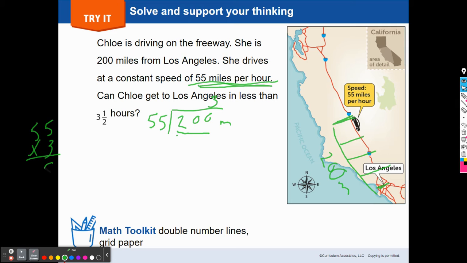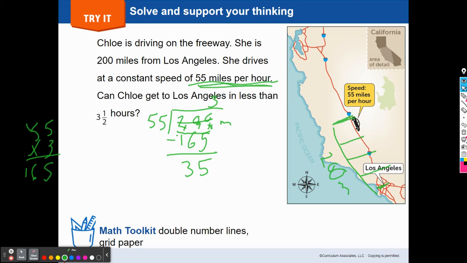3 times 5 is 15. 5, carry your 1. 3 times 5 is 15, plus 1 more is 16. 165. So subtract 165. Well, we are going to have to do some borrowing, right? 10, 9, 1. 10 minus 5 is 5. 9 minus 6 is 3. Nothing to bring down, so that's my leftover.